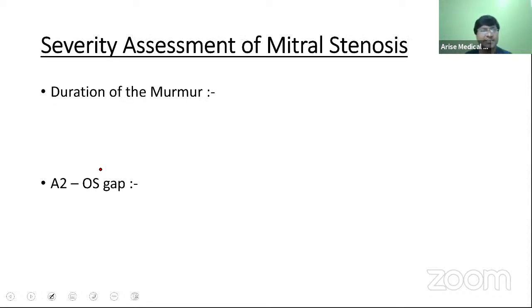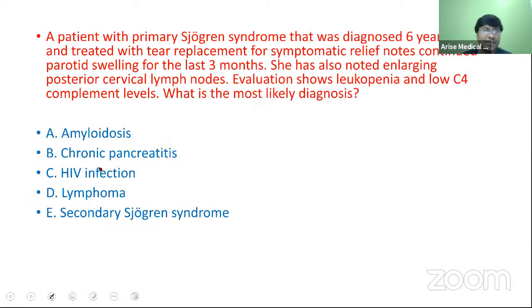Next. Now, this is a clinical question related to Sjogren syndrome with associated lymphoma. How can you tell that there is presence of lymphoma in this patient? That is by leukopenia, low C4 complement levels, and posterior cervical lymph nodes with a background history of Sjogren syndrome. This is the take-home message of lymphoma with Sjogren's.